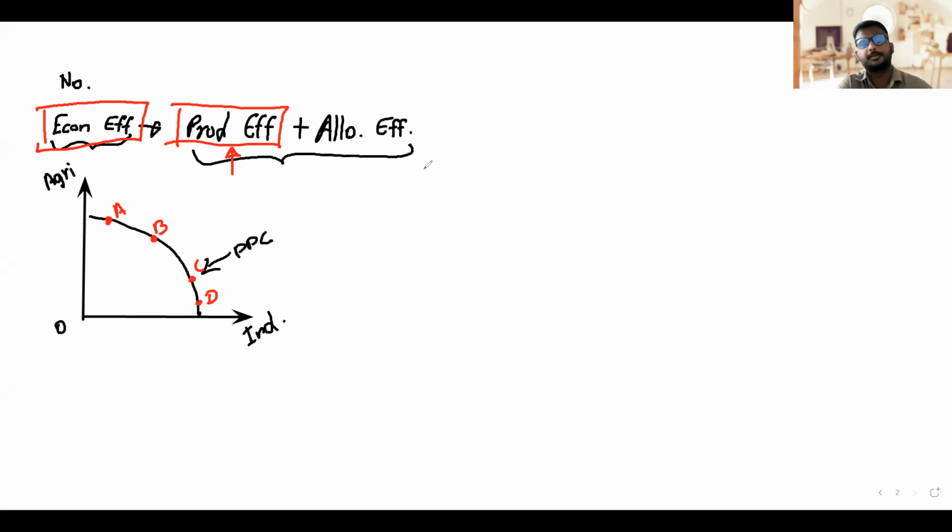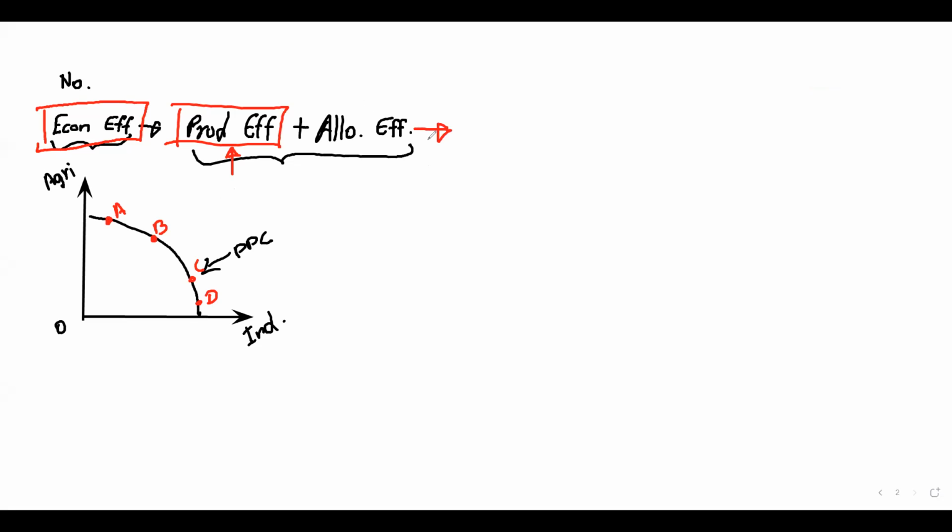Allocative efficiency means what? Production most preferred by the society. The point at which the society prefers. Now here you have point A, point B, point C, point D. All of them are showing us different combinations of output of agricultural goods and industrial goods. Now, out of all these combinations, there might be a combination which is most preferred by society. Now that combination is what we call, what is it?